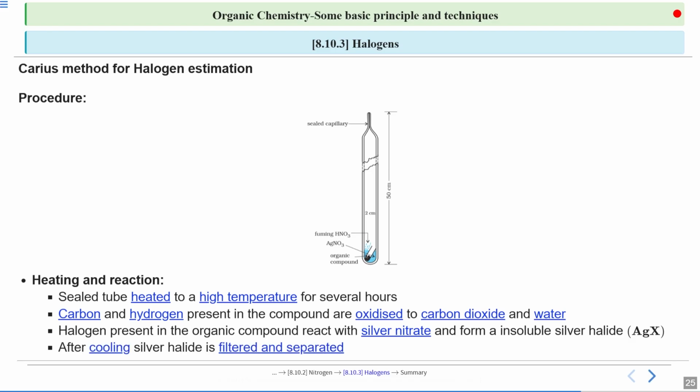Last, we cool the silver halide and filter it separately. This final step allows us to see the product for further analysis.